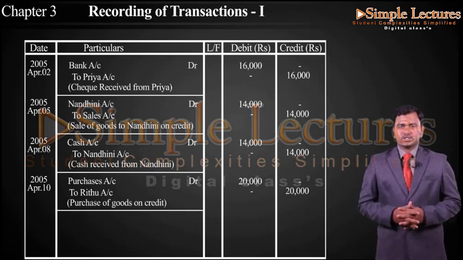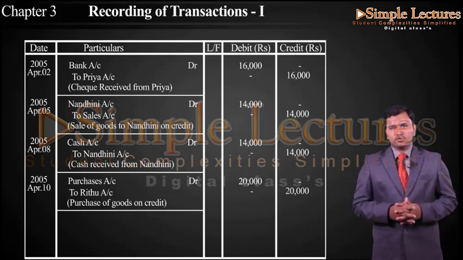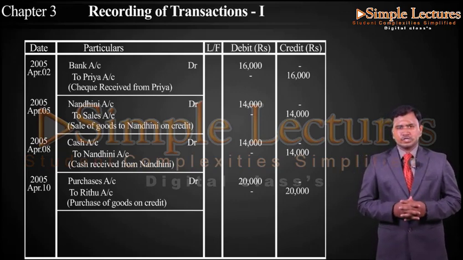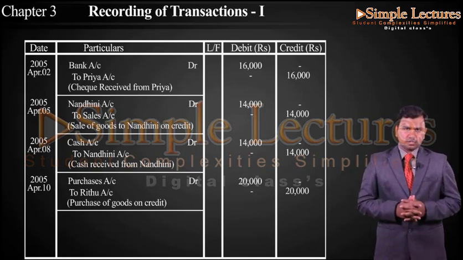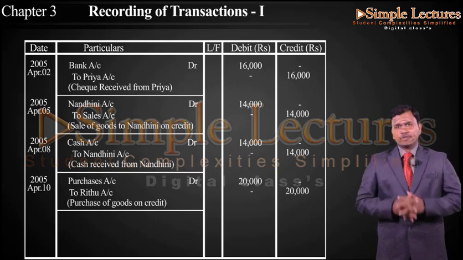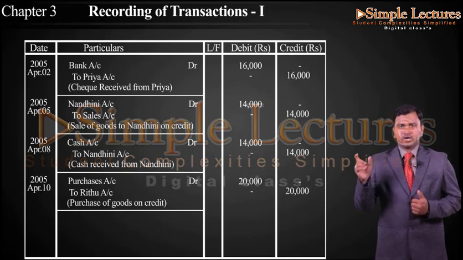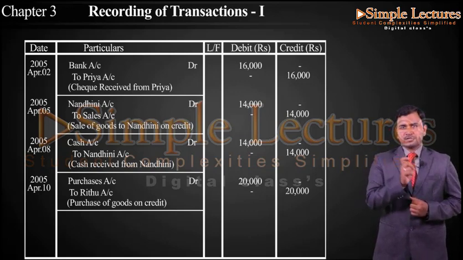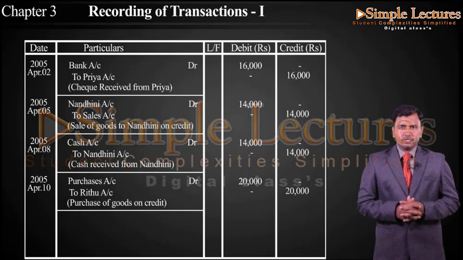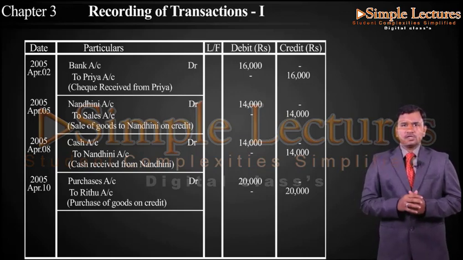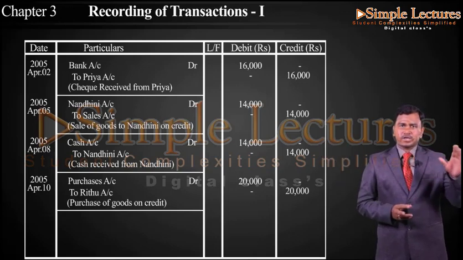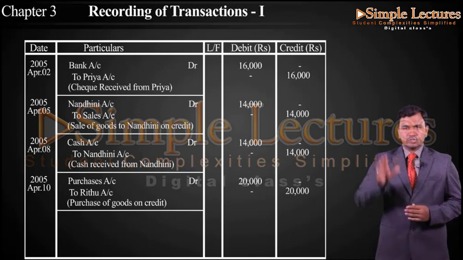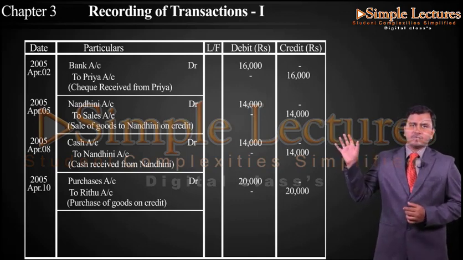So let us see the next transaction which is on 14/4/2005. So here the transaction is insurance paid by check rupees 6,000. So here when coming to the insurance, it is an expense which is paid by the organization. So here we are going to follow the nominal rule. So nominal rule here is debit all expenses and losses, credit all incomes and gains. So insurance is an expense that should be debited here.